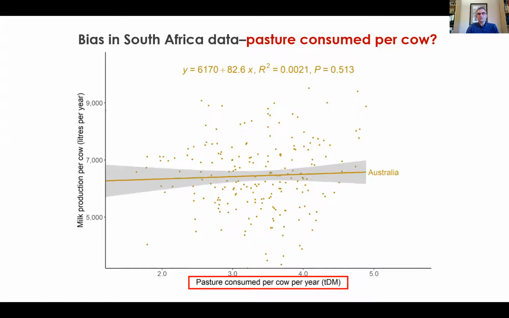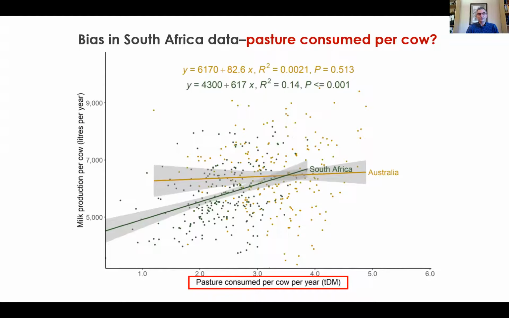This graph outlines the impact of increasing pasture consumed per cow on milk production per cow in the Australian data. The p-value confirms there is no significant relationship and the trend line is flat. This graph outlines the South African result. The relationship is significant, and unlike in the Australian data, increasing the amount of pasture consumed per cow positively impacts on milk production per cow.